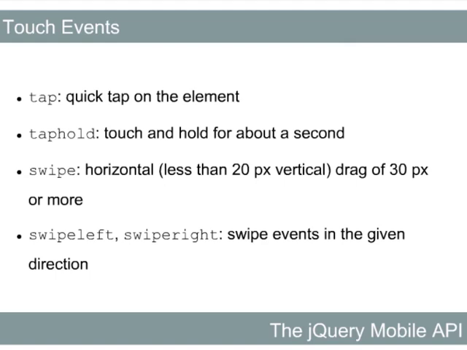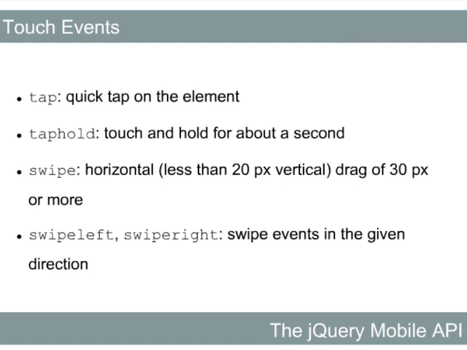The events are pretty straightforward. Tap is a quick tap on the element. Tap hold is a touch and hold. It's just under a second, I think. If you touch and hold for just under a second, the tap hold will fire. Tap is a quick touch and up. So tap hold won't fire a tap first and then tap hold. You'll just get a tap hold because in order for a tap to fire, you have to have the touch up event.